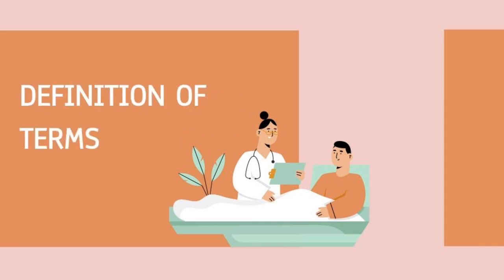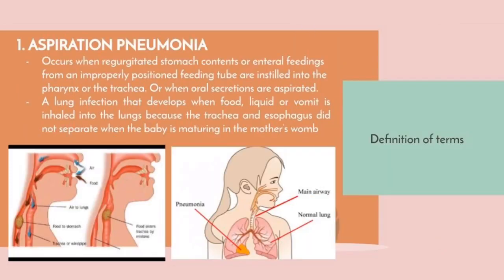First is to define the terms in Brecht feeding. Number 1. Aspiration pneumonia. This occurs when regurgitated stomach contents or enteral feedings from an improperly positioned feeding tube are instilled into the pharynx or trachea, or when oral secretions are aspirated. A lung infection that develops when food, liquid, or vomit is inhaled into the lungs because the trachea and esophagus did not separate when the baby is maturing in the mother's womb.